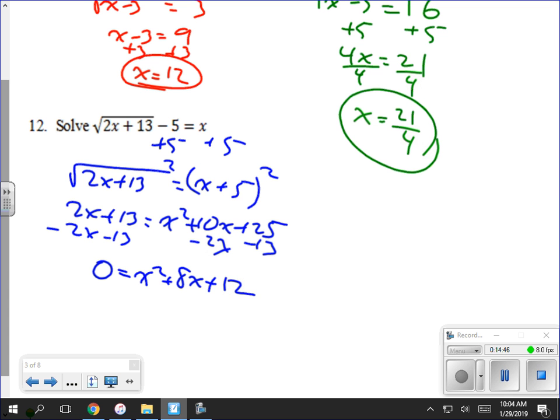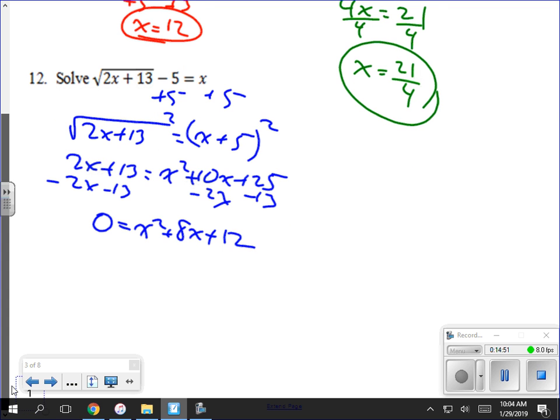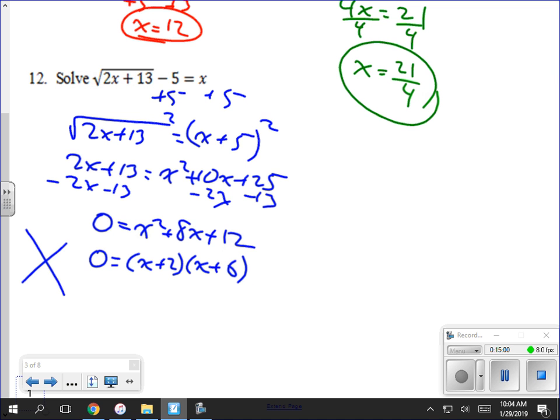Two numbers that multiply to give me 12 that add to give me 8. X plus 2, x plus 6. Once again, if you need to set up the Xbox thing, 12 on the top and on the bottom, 2 and 6. So that means I get x equals -2 and x equals -6. Try them.